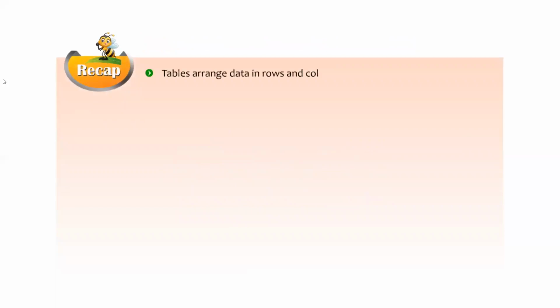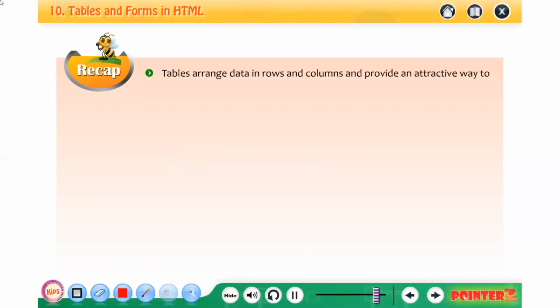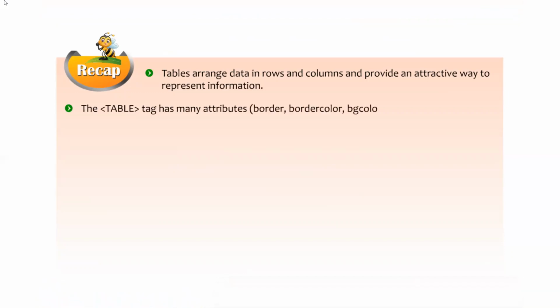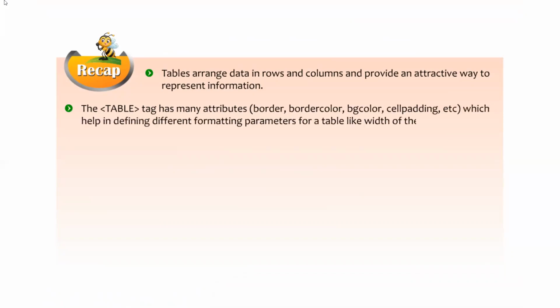Okay students, let us take a recap of this chapter. Tables arrange data in rows and columns and provide an attractive way to represent information. The table tag has many attributes, border color, background color, cell padding, etc., which help in defining different formatting parameters for a table like width of the entire table, alignment, cell borders, etc.